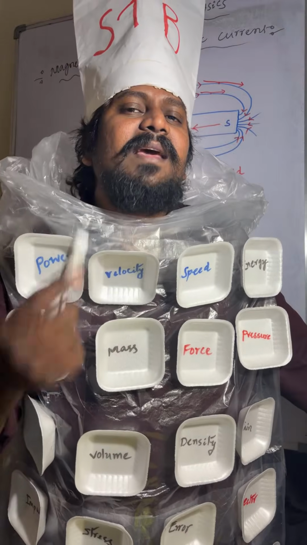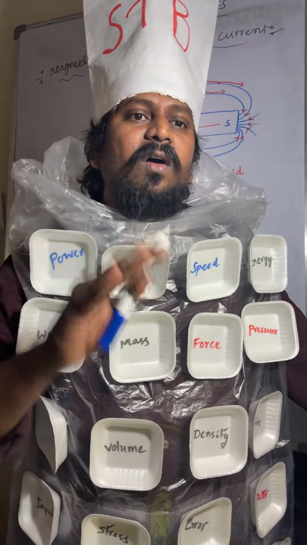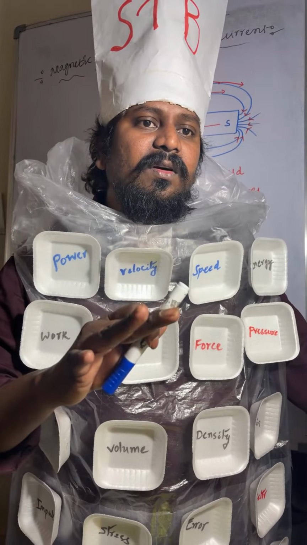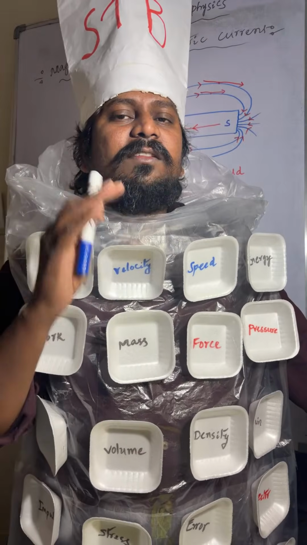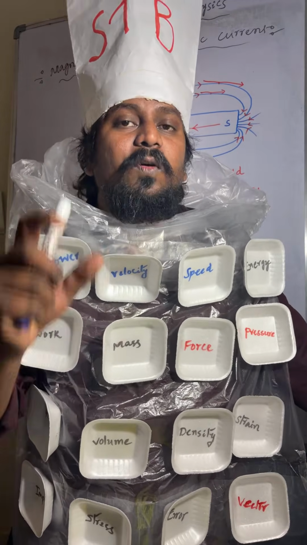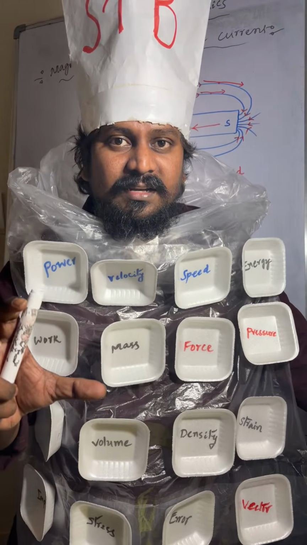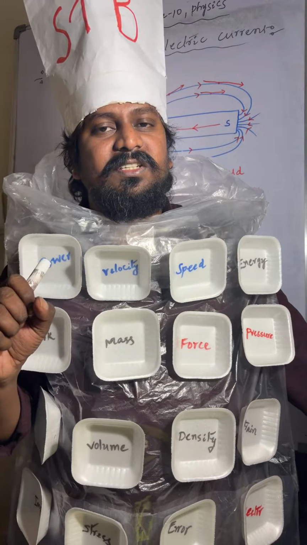Two similar poles will repel. North and south attract, south and north attract. South and south repel, north and north repel. So two similar poles will repel each other, and two dissimilar poles will attract each other.